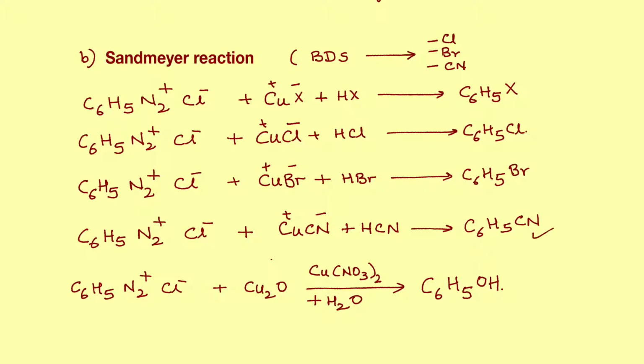So the last two reactions are actually not Sandmeyer reactions. Sandmeyer reactions are where you're getting the chloro and the bromo derivative. The next two reactions, where you're getting the cyano derivative and the OH derivative, are actually modifications or extensions of the Sandmeyer reaction. But they are giving us very interesting and important products here.